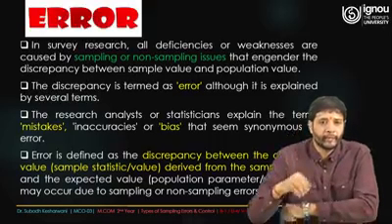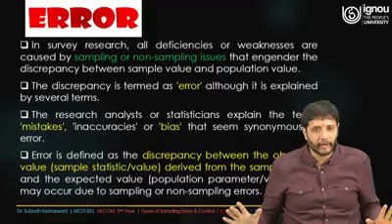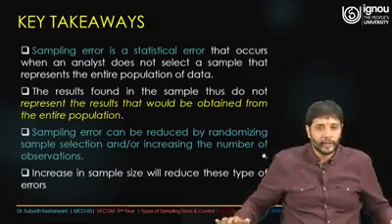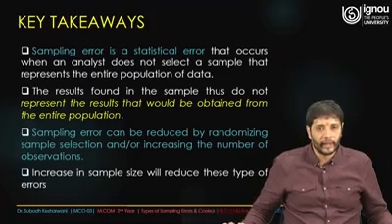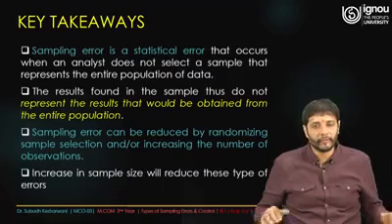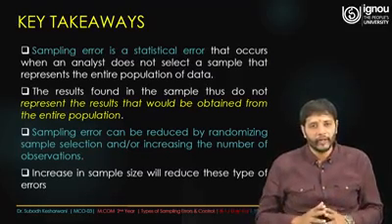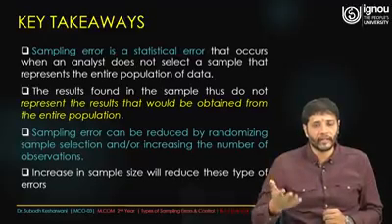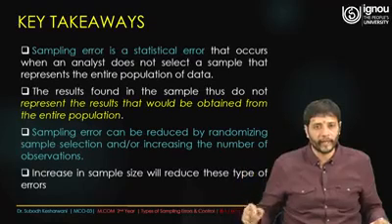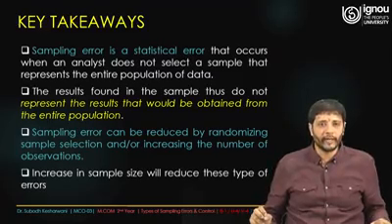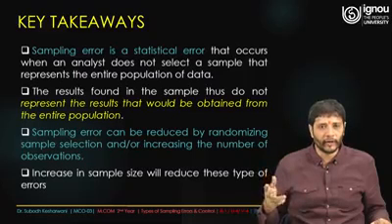Error is defined as a discrepancy between the observed value, the sample statistic, and the value derived from the sample survey. There are certain key takeaways to keep in mind when talking about sampling error. Sampling error is a statistical error that is well defined, and it comes up when we are applying inferential statistics. It occurs when the analyst does not select a sample that represents the entire population of data. So the results found in the sample do not represent the results that would be obtained from the entire population. Sampling error can be reduced by randomizing sample selections or increasing the number of observations.